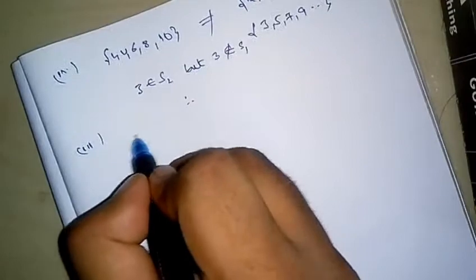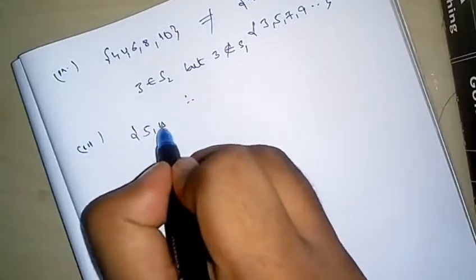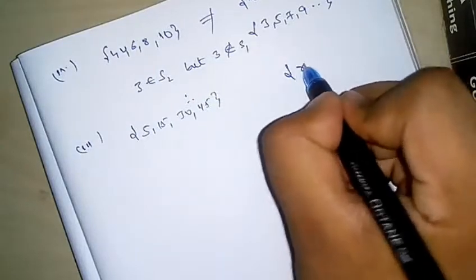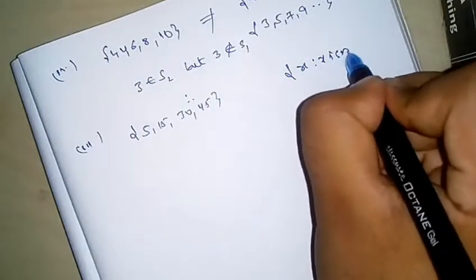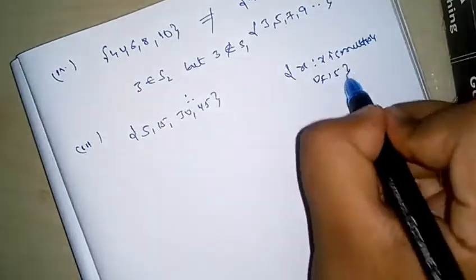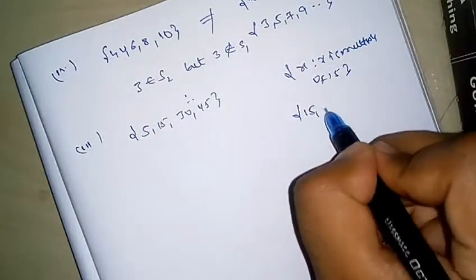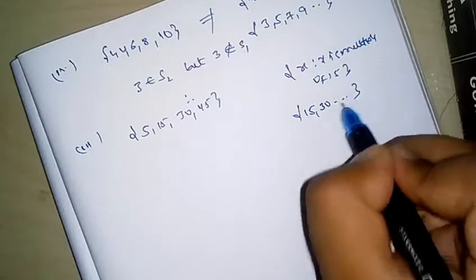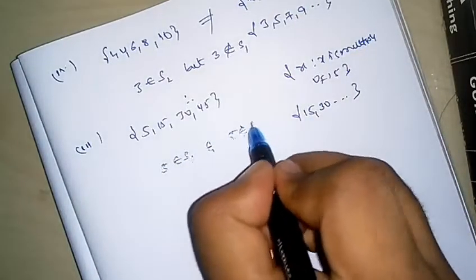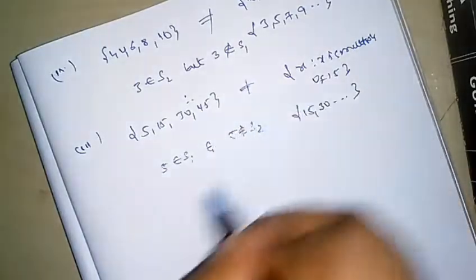Third one, {5, 15, 30, 45} and {x such that x is a multiple of 15}. Multiple of 15 means it contains 15, 30, and so on. Here 5 belongs to set 1 and 5 does not belong to set 2. Therefore these two are not equal.